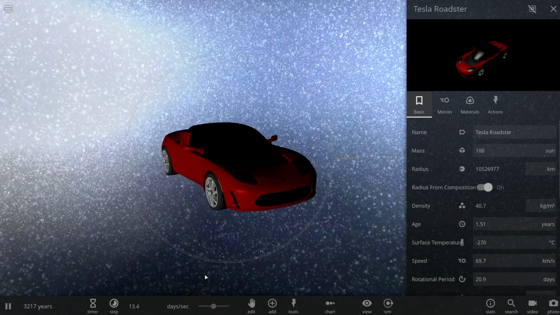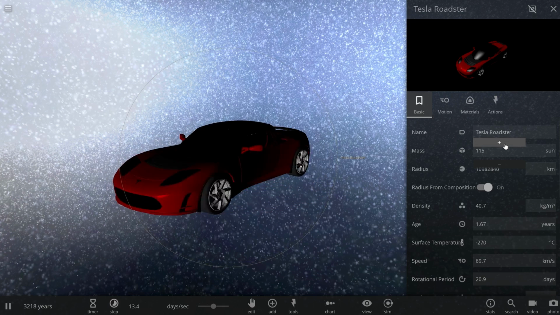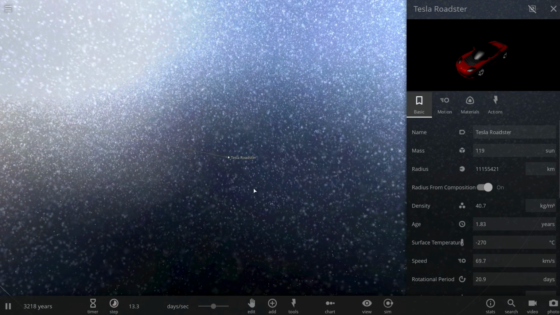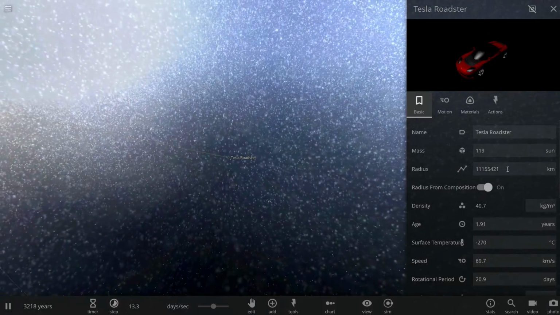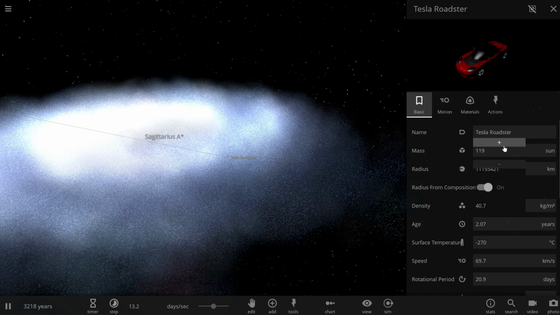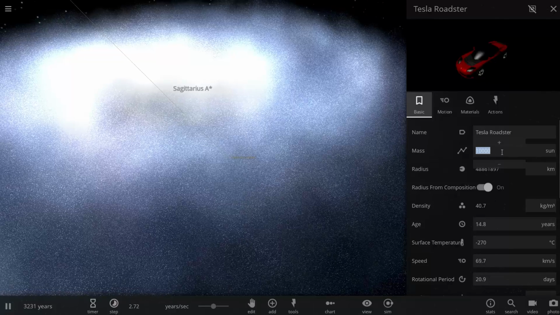Alright, so what I'm going to do is continuously increase its mass, and then we're going to observe the effects it has on the rest of the galaxy. And this time we're not going to worry too much about the actual radius, because it does seem to actually bug out the game sometimes. But we are going to increase its mass. And let's go into the thousands, while also increasing the speed of the simulation.